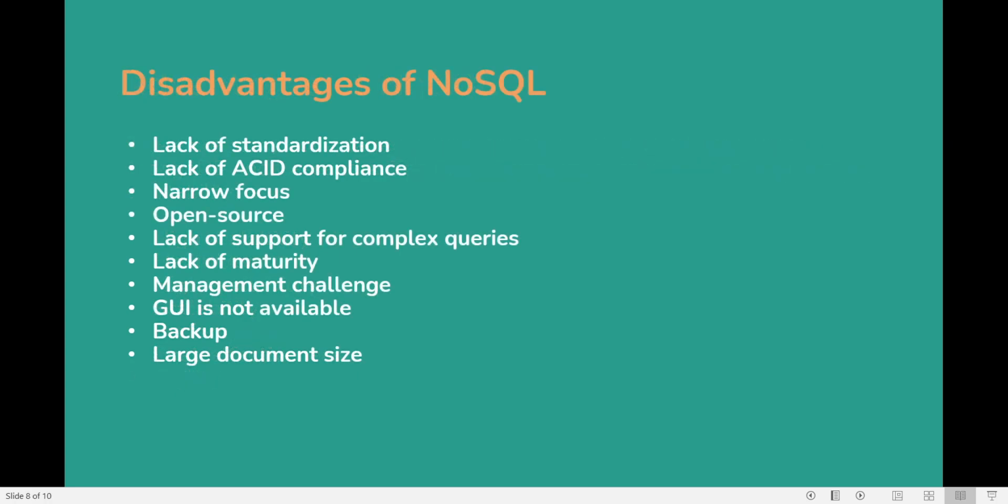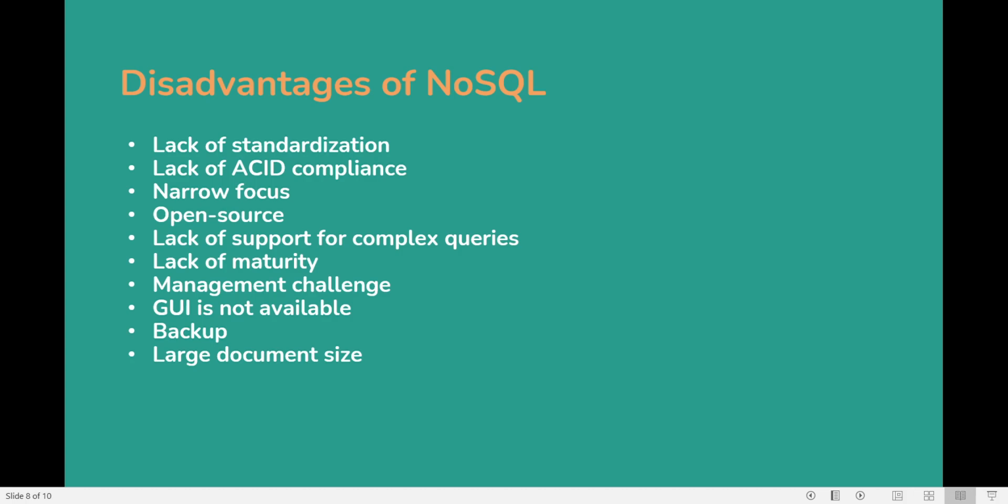Now, the disadvantages of NoSQL. What are the disadvantages? In which way is it not effective for us? Lack of standardization, lack of ACID compliance. ACID means atomicity, consistency, isolation, and durability. These are the ACID properties we have studied in SQL as well. So here it lacks ACID compliance.